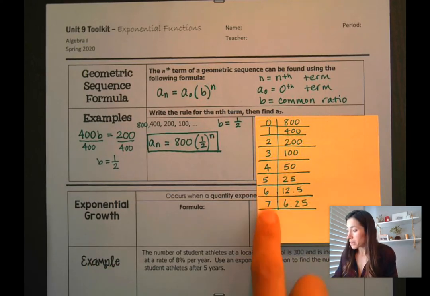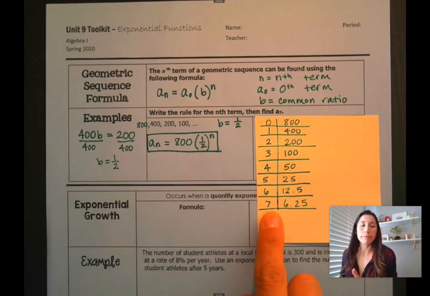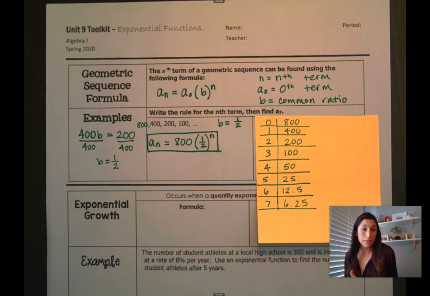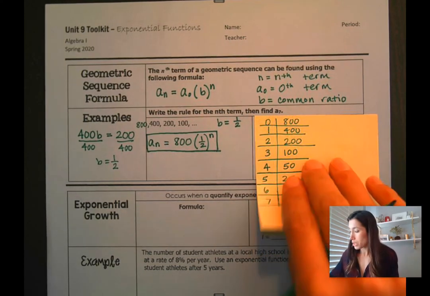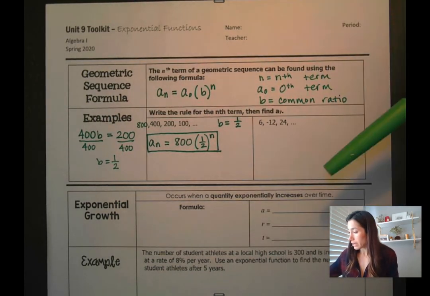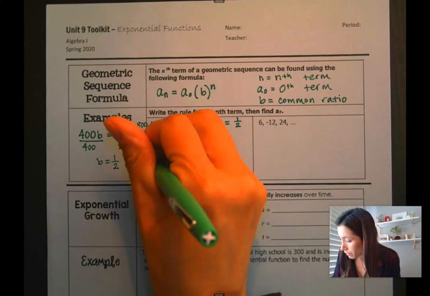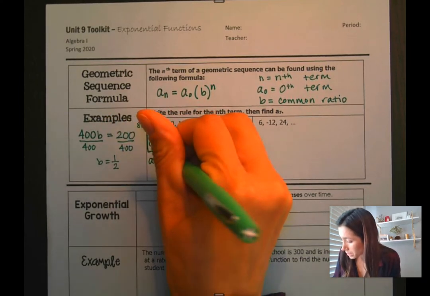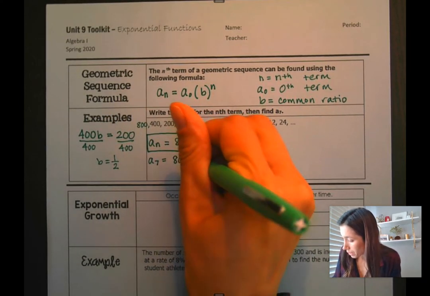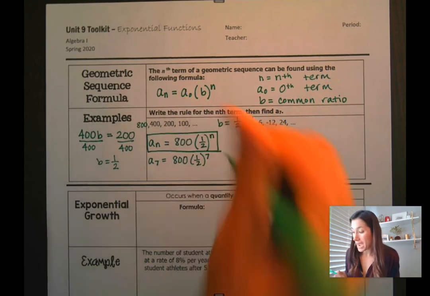But instead of doing a list of numbers, because what if I want the 100th term? Well, I don't want to make a table, or I don't want to write out a list of numbers for 100 terms. So what we're going to do instead is we're just going to plug 7 into our equation. So we have a sub 7 equals 800 multiplied with 1/2 to the power of 7.